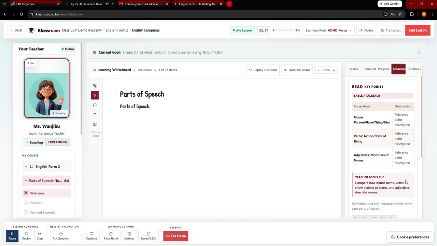Parts of speech. Today we are looking at parts of speech, the jobs words do in a sentence. Once you can spot those jobs, reading becomes clearer and your writing becomes much more controlled.